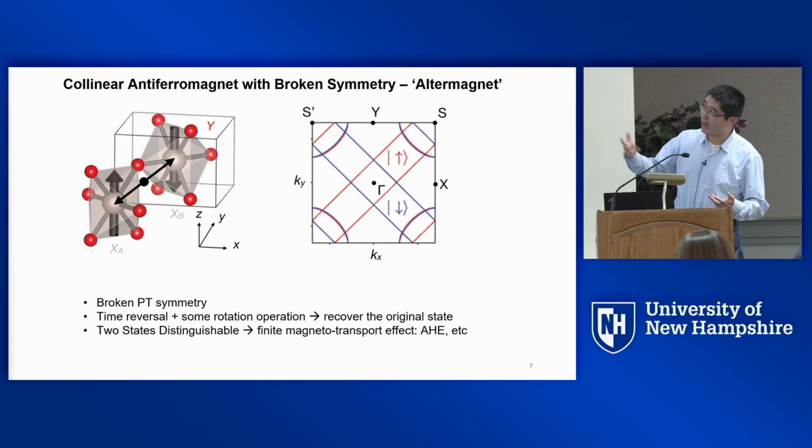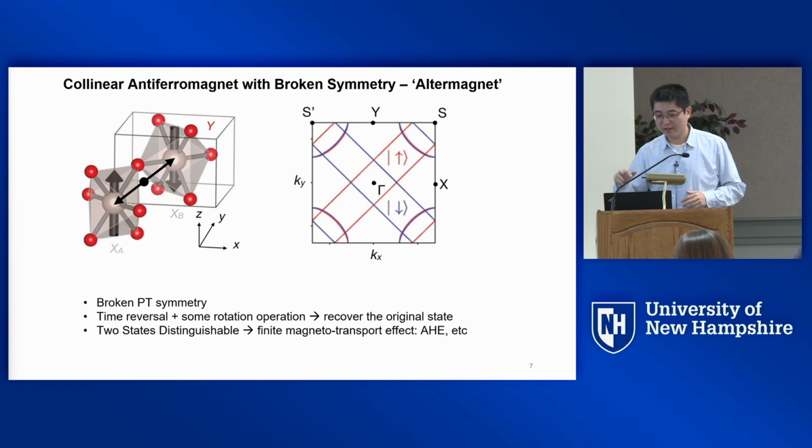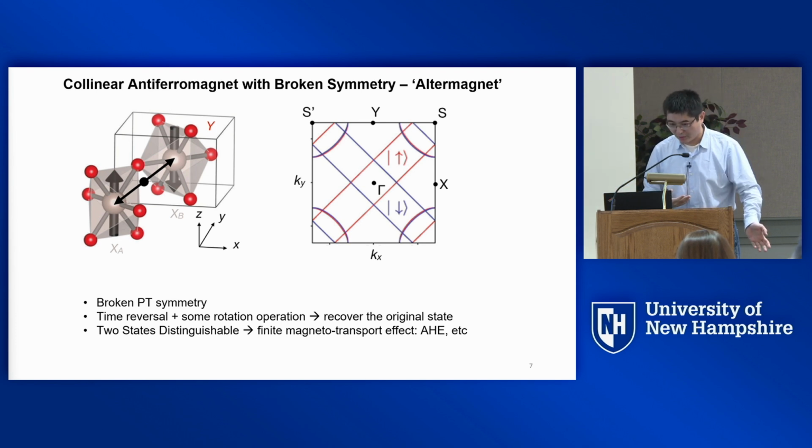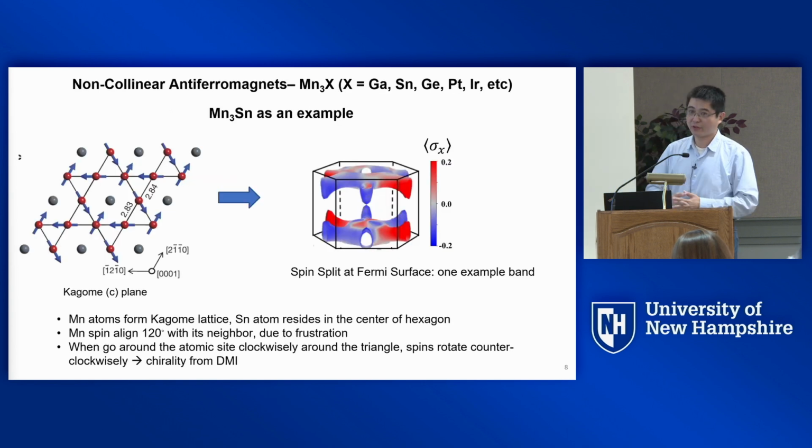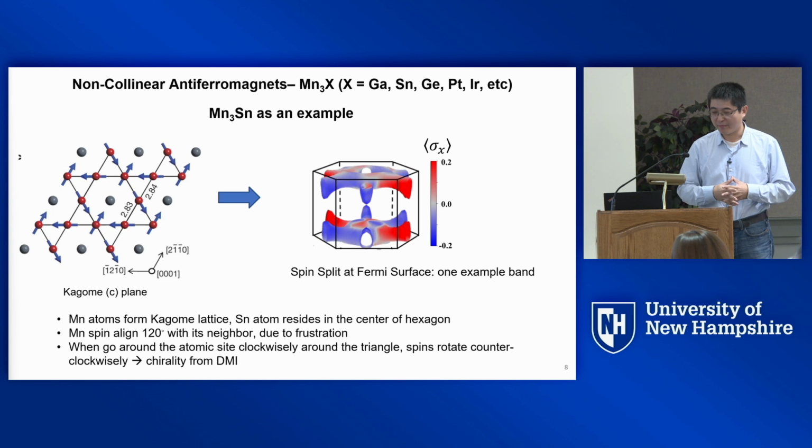But at the same time, it still has some symmetry. For example, if you do some rotation, 90 degrees rotation around certain axes, you will be able to recover the original state even after time reversal operation. So that's the reason I say it still conserves some symmetry. But the bottom line is that you get two distinguished states, then you can start to talk about anomalous Hall effect, magneto-optical effect, anomalous Nernst effect, magnetoresistance, and so on and so forth. Okay, so this is about altermagnet, but in the following, I'm only going to talk about non-collinear antiferromagnet.